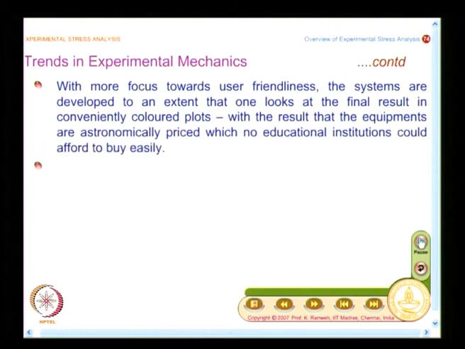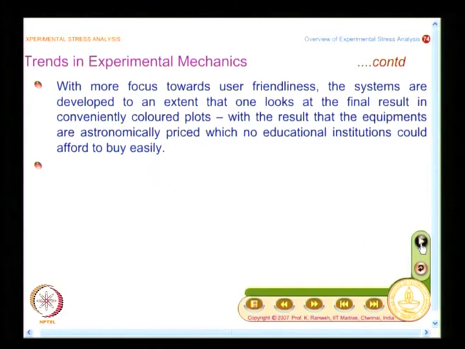And people want to have user friendly equipment. So, when they have the goal of user friendly equipment, the systems are developed to an extent that one looks at the final result in conveniently colored plots. What is the outcome of this? The equipment is astronomically priced, and no educational institution can easily afford to buy it. That is becoming the trend. This is one aspect of it.